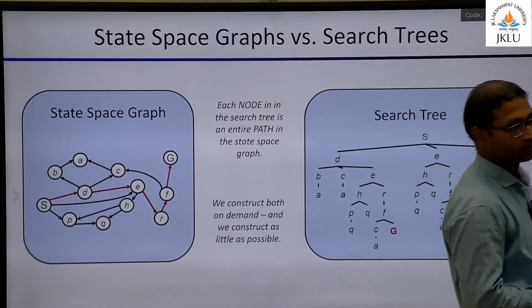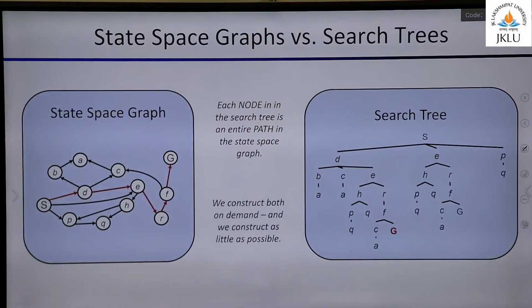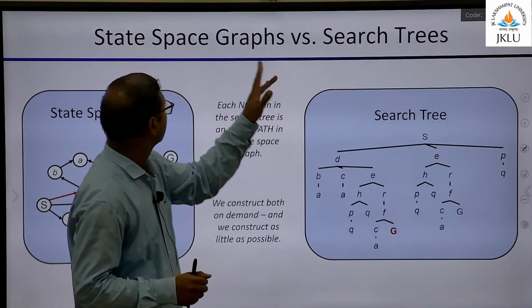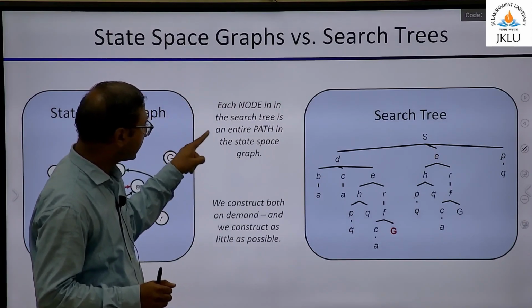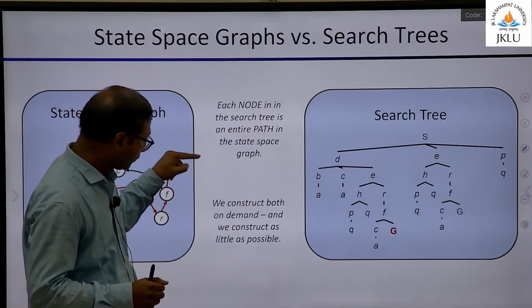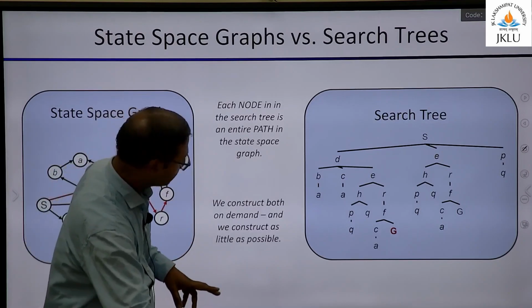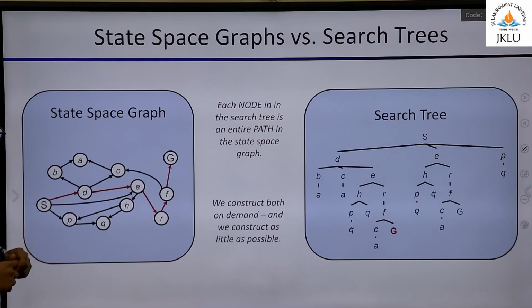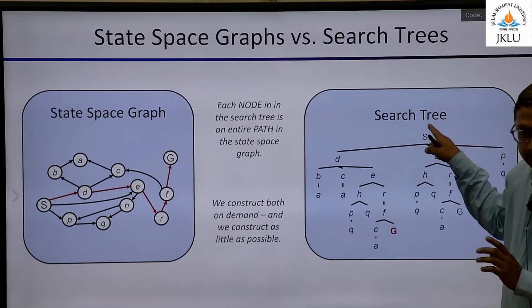Tell me about this now. So this was our state space graph. I want to build a tree from this. Each node in the search tree is an entire path in the state space graph. We construct both on demand and we construct as little as possible. This will take some time.